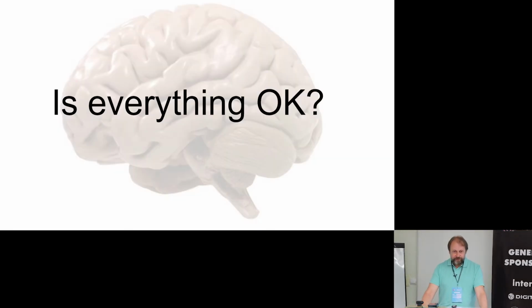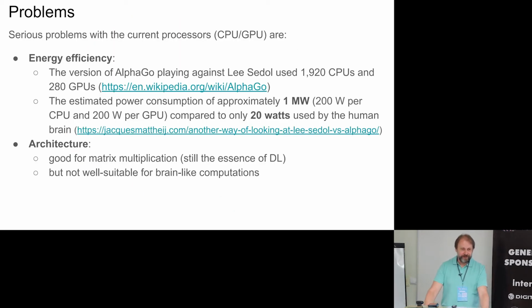So is everything okay with deep learning now or not? Obviously not. We still have many problems, and one of the main problems is energy efficiency.